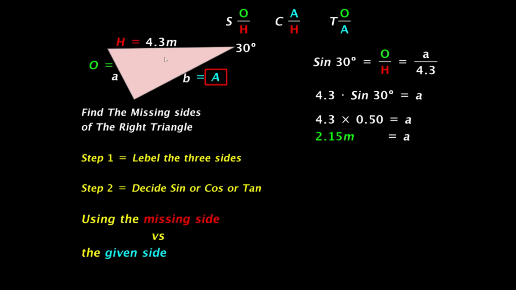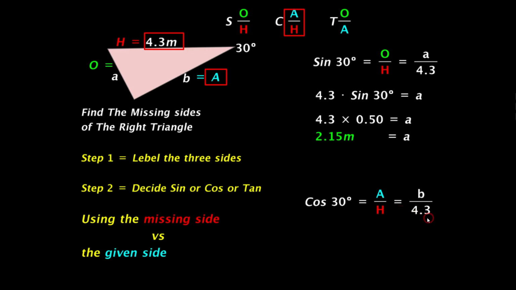Now to find the value of B, use the missing side and the given side. So A and H: which ratio talks about A and H? The cos gives us the ratio of A and H, so we will be using the cos ratio. Cos of the angle 30 is A divided by H. And the A, according to the question's notation, is B, so it should be B over H. The value of H is 4.3.